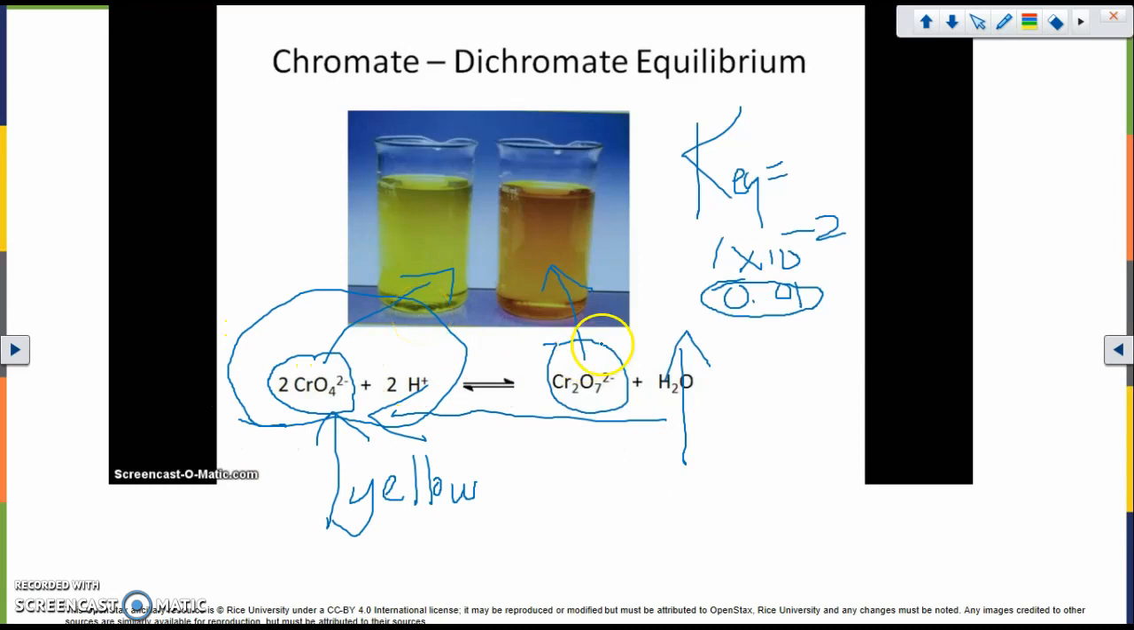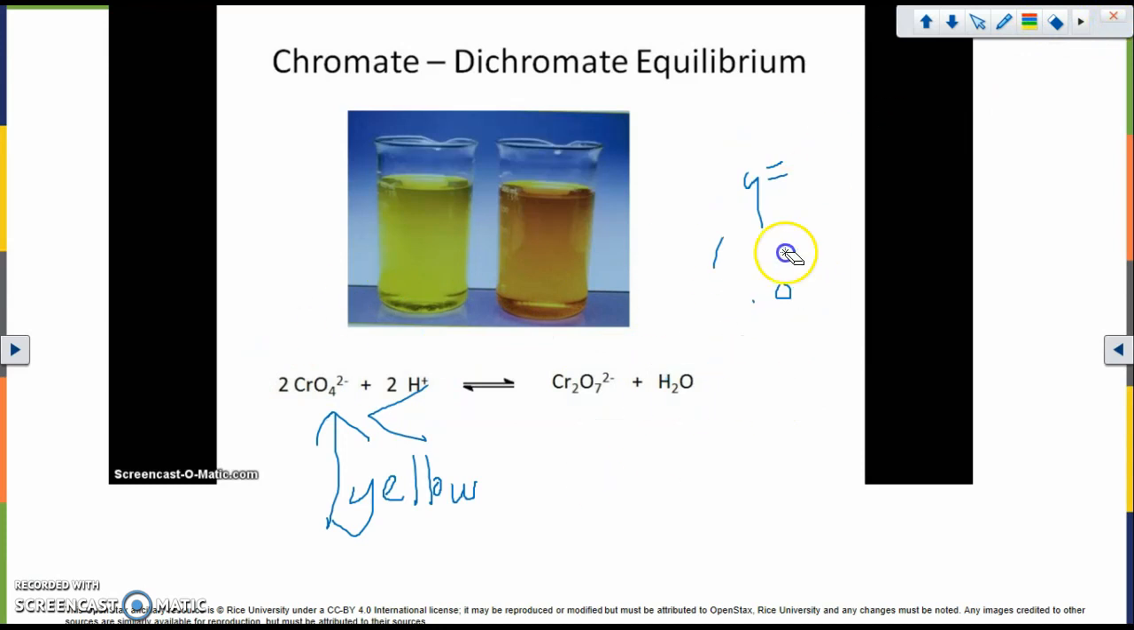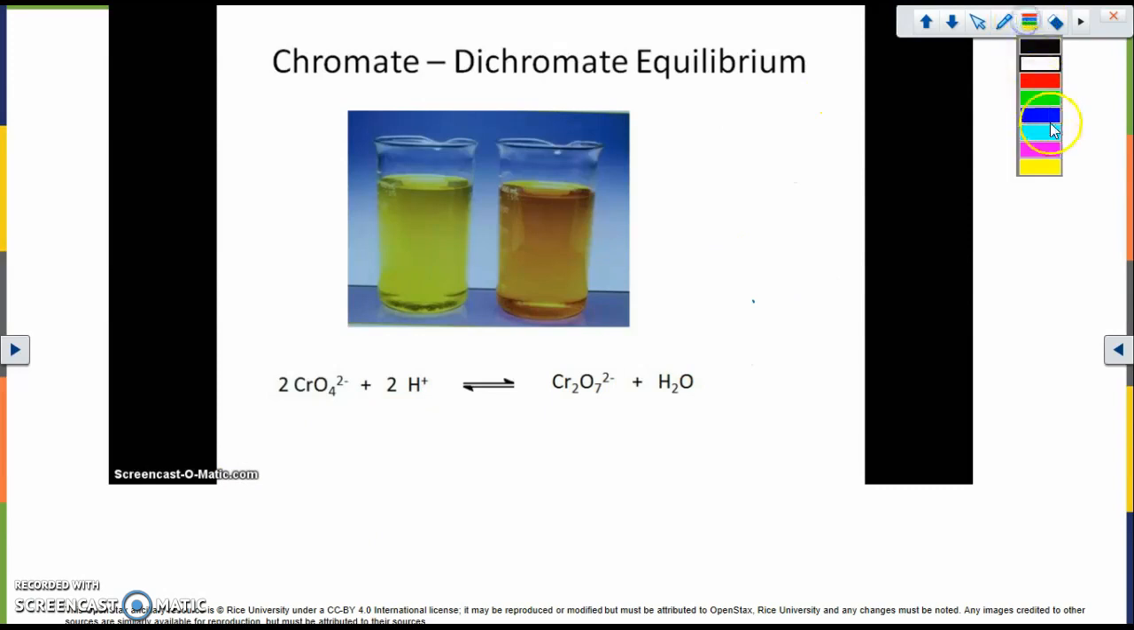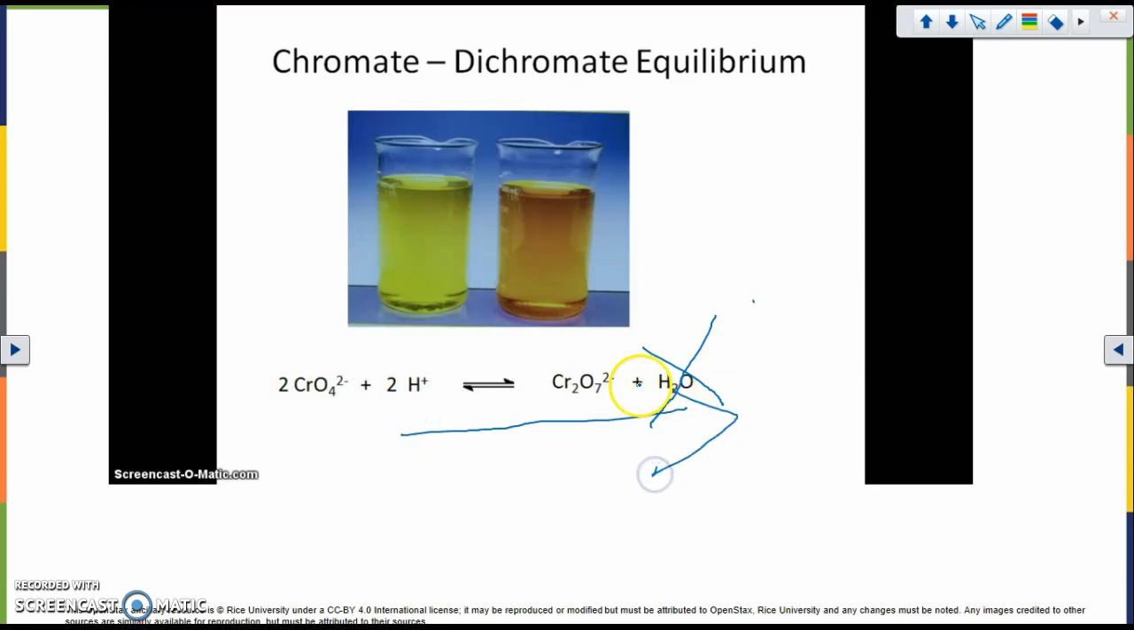What happens if I remove water? If I remove water, and I'm just going to erase this very quickly, folks, so that there's no confusion, the reaction will shift to the same side. If I remove water, this reaction is going to shift this way, because there's going to be less water, so it has to shift that way. What color will we see? We are going to see the color change from yellow to orange.